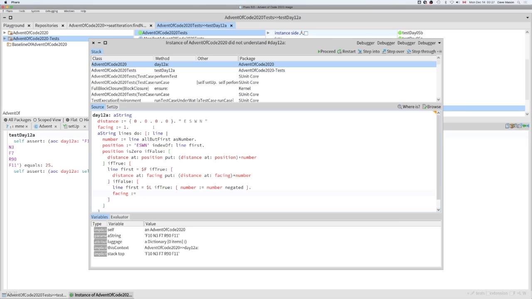So we'll take facing minus 1. Facing minus 1 plus number divided by 90.